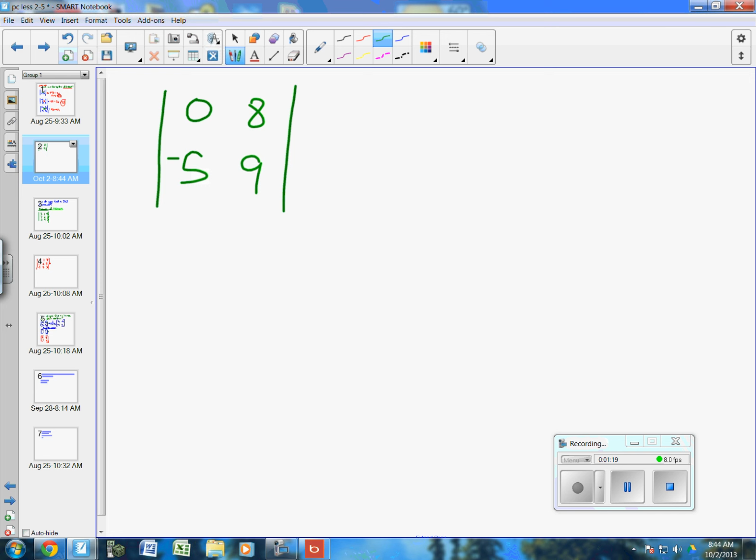Oh, by the way, you guys, the symbols for determinants are straight signs, kind of like absolute value signs. Another way to do it is we can write the abbreviation of determinant right there and then put the brackets like we do. So if you have vertical lines around it, that means find the determinant. Or you can write it like this, determinant of the matrix 0, 8, negative 5, 9. These two things mean the same thing.